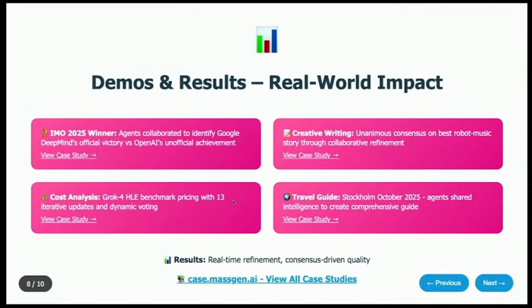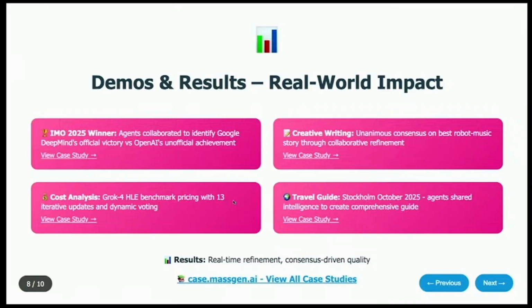There are a few earlier case studies from when we had the first version. So this was using the current main branch. And we tried a number of different examples. For example, we asked agents to find who is the IMO 2025 winner, which AI won IMO 2025. And we can also ask open-ended questions, like do some collaborative writing, write a story for, like, robot music stories.